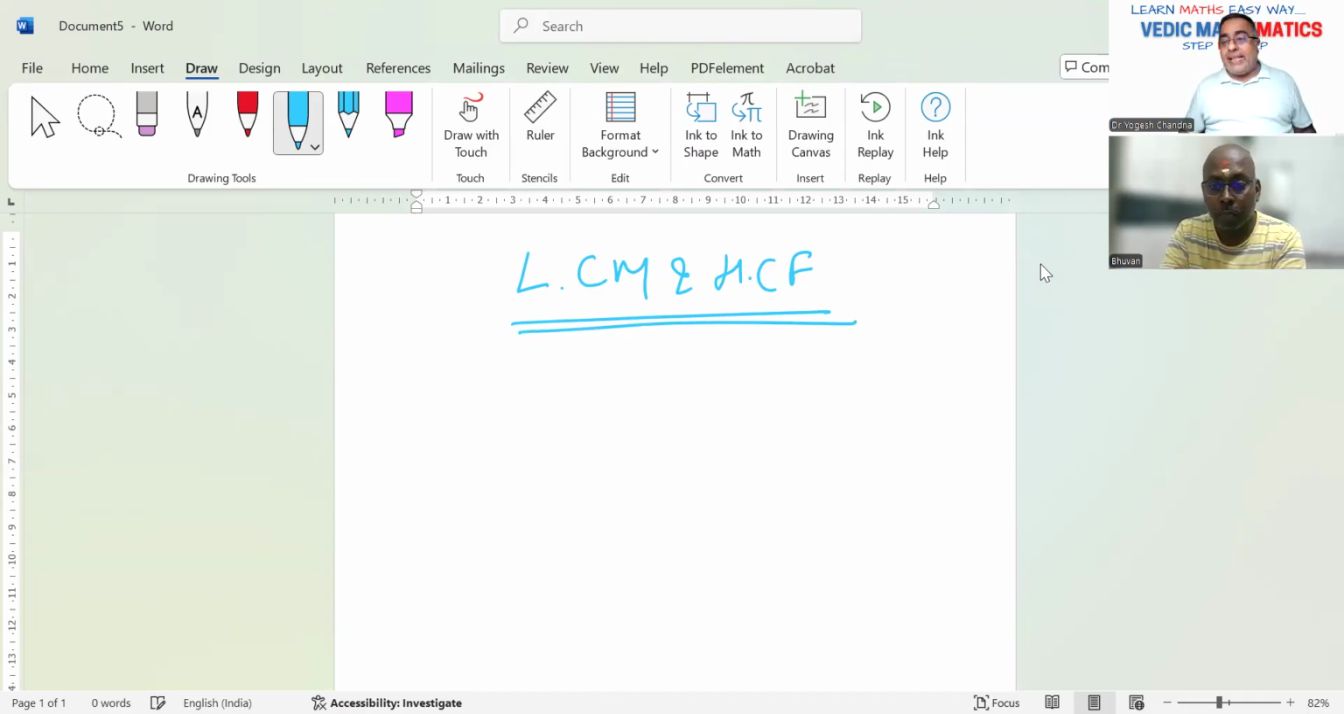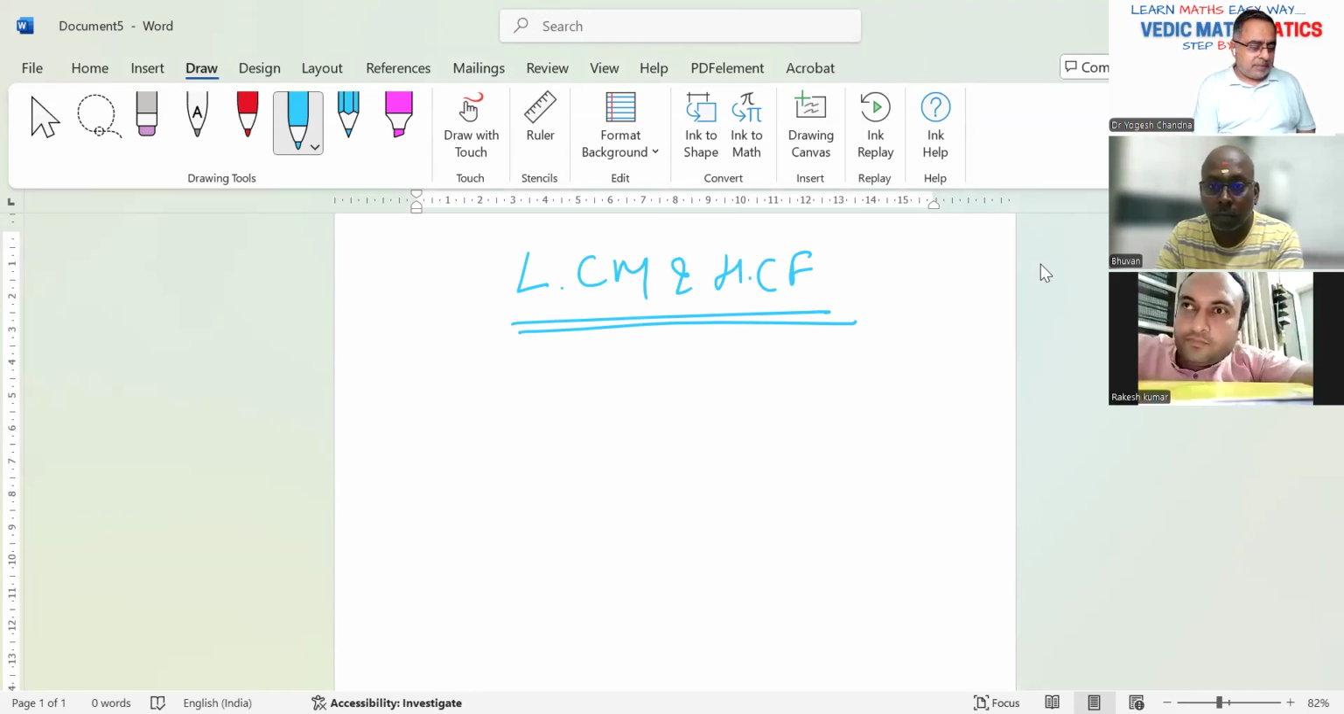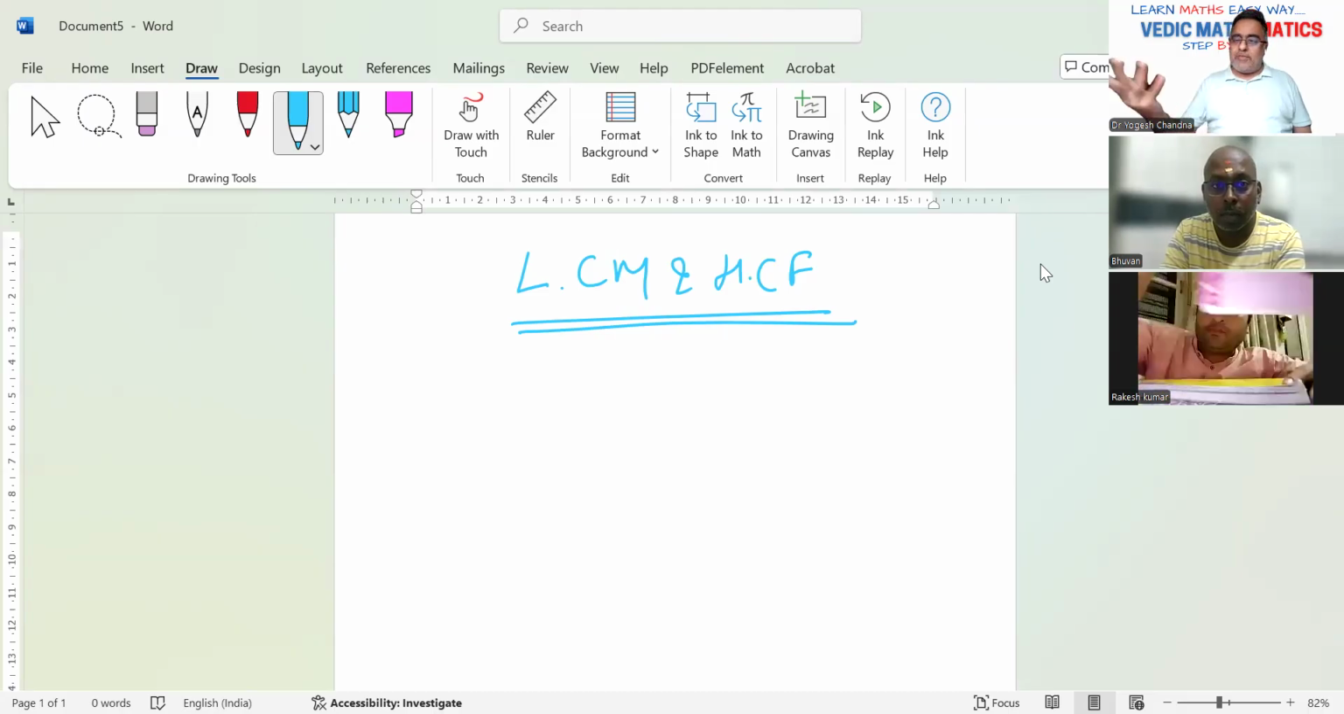Now, what do you mean by LCM and what do you mean by HCF? Lowest common multiple, sir. That's the definition. What do you mean by that? What is HCF? Highest common factor. What exactly do we mean by that?